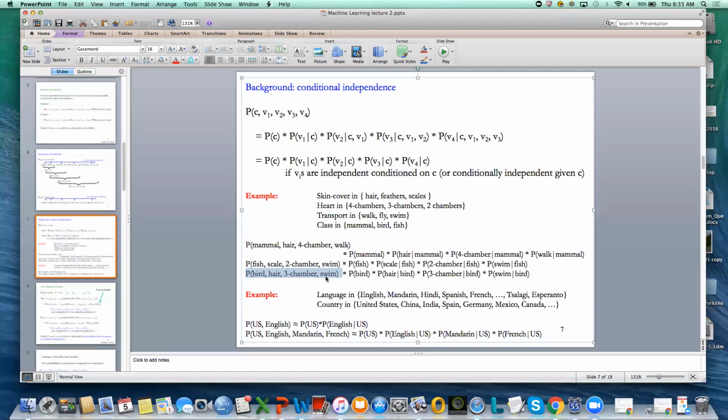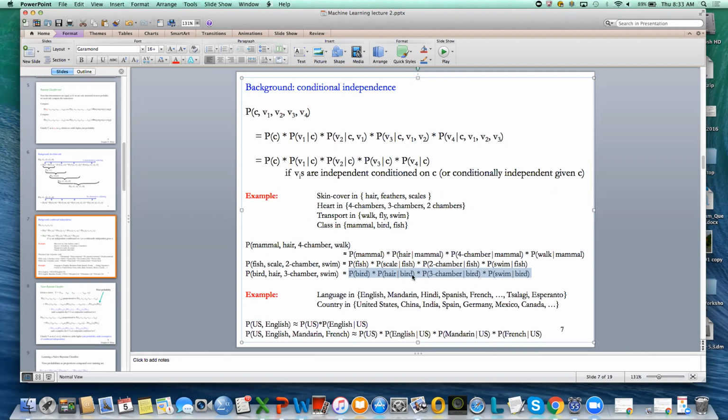There are no birds that have hair. They have 3-chambered hearts. Some swim, but because of that item right there, very close to 0. And this joint probability is, again, going to be very close, if not identical, to the factored representation, because this term will be 0 or almost 0. That will drive the result to 0.